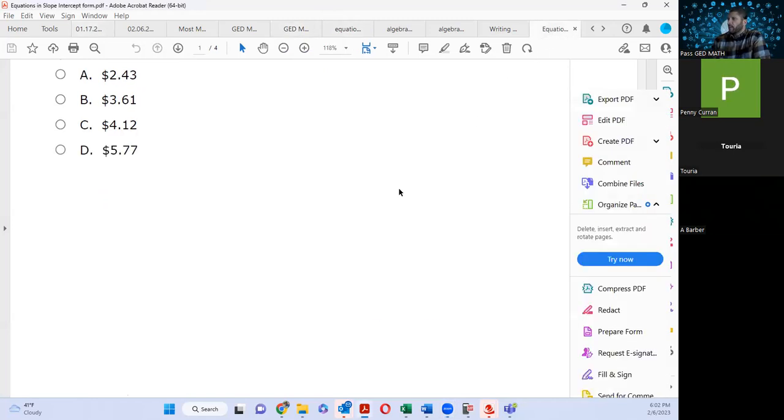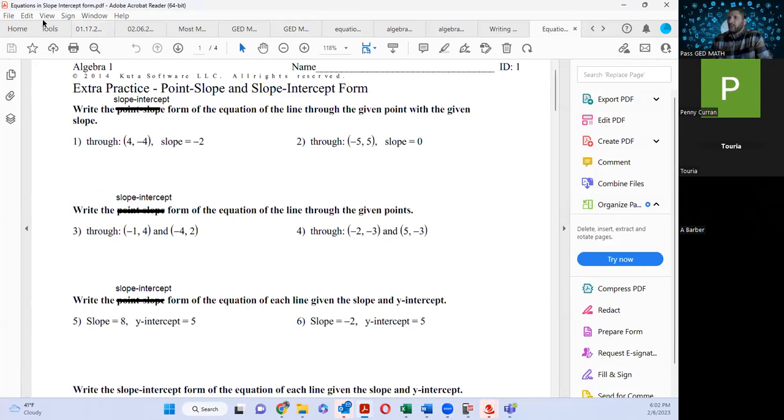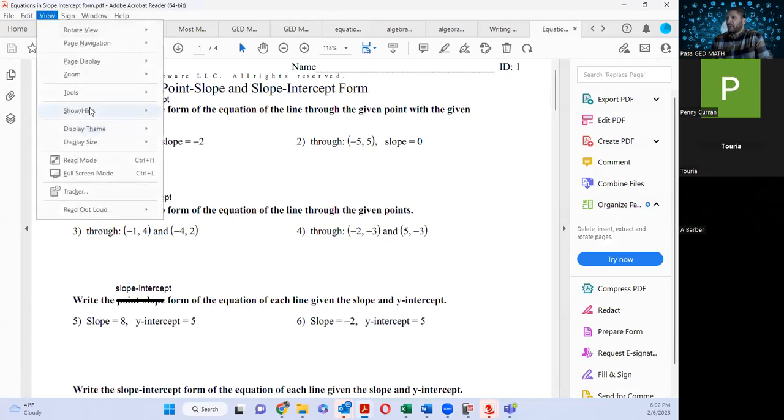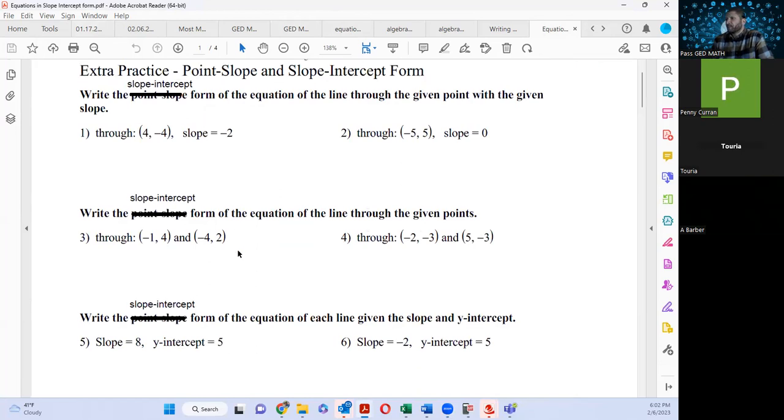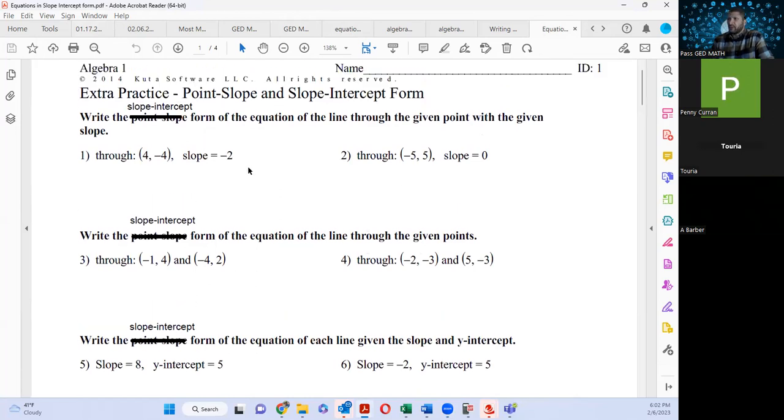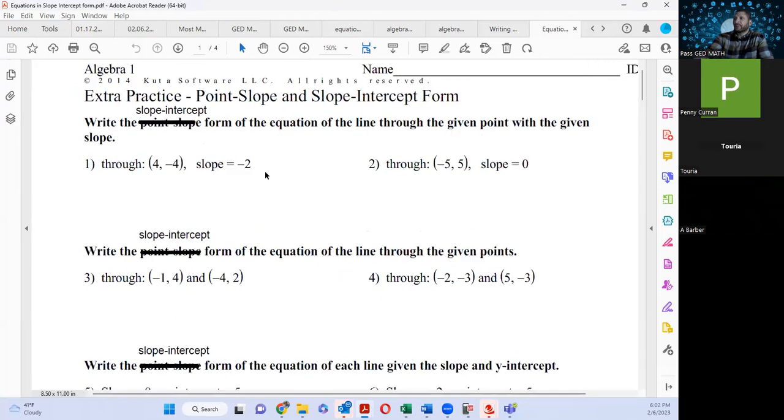So I know Penny, you said you want to go over some slope. All right, so let me go over the common ones you may see. Here's one with the point and the slope. Can everybody see number one?